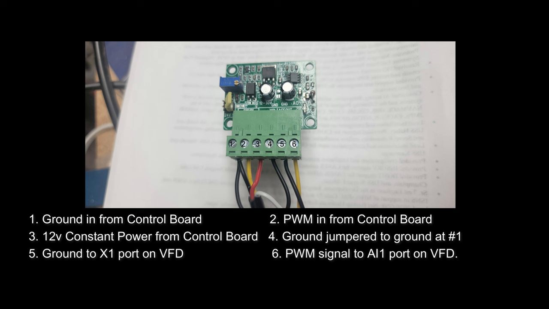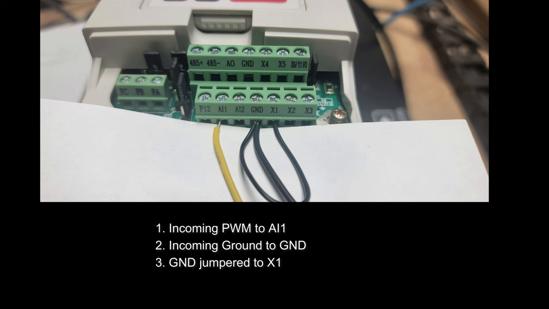The ground connects to the port labeled GND on the VFD. Our PWM cable connects to the port labeled AI1, which is the analog input 1. I've also jumpered X1 to ground, which forces forward motion on the spindle. Next, we're going to configure the VFD.